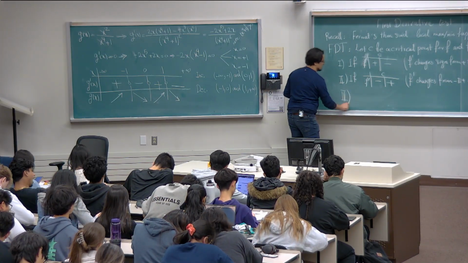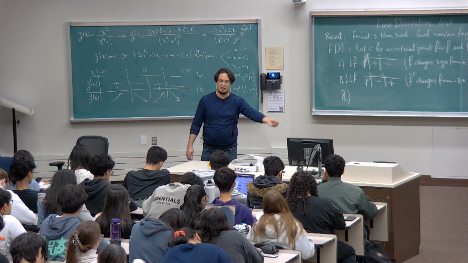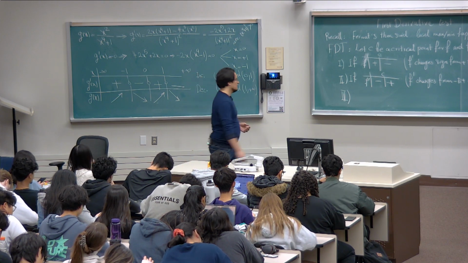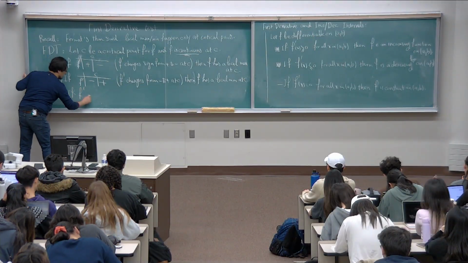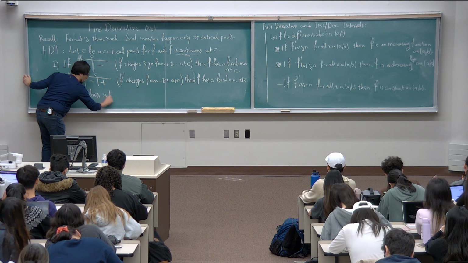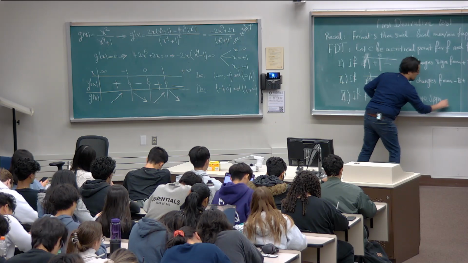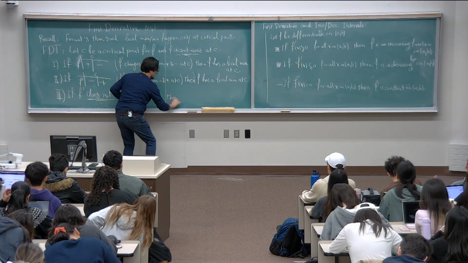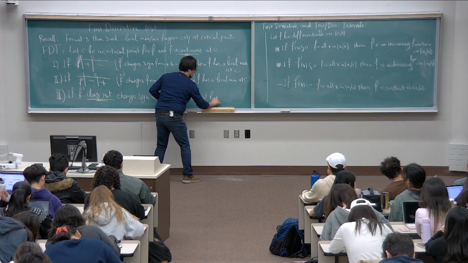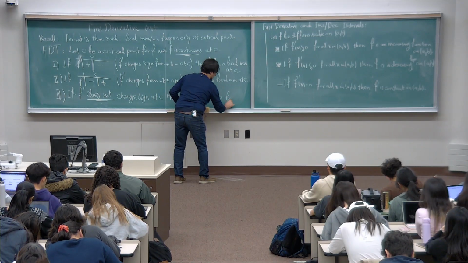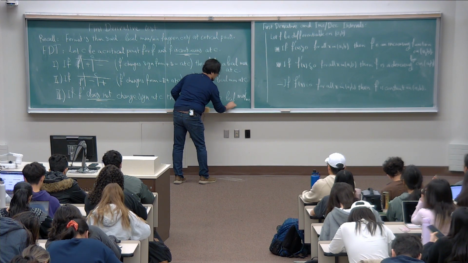The third part is that if f prime doesn't change sign, if it was plus, stays plus, if it is minus, stays minus, then f doesn't have any local max or min at that point. If f prime does not change sign at C, then f does not have a local max nor min at C.